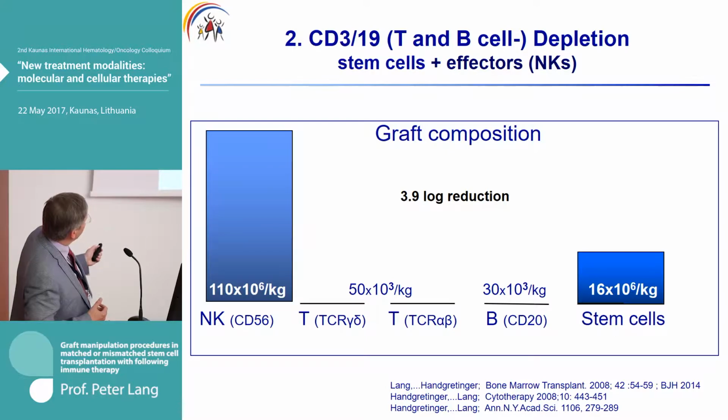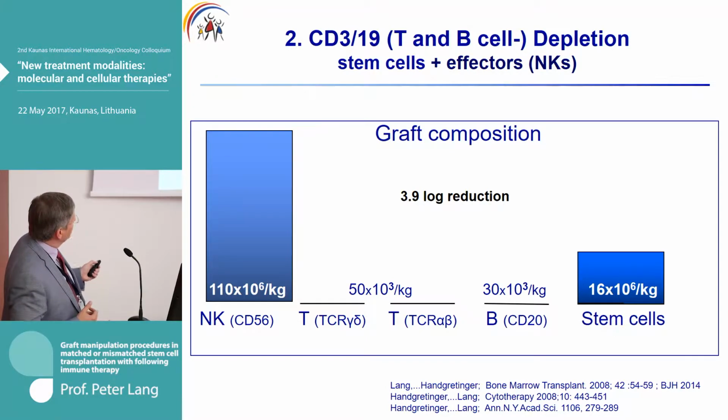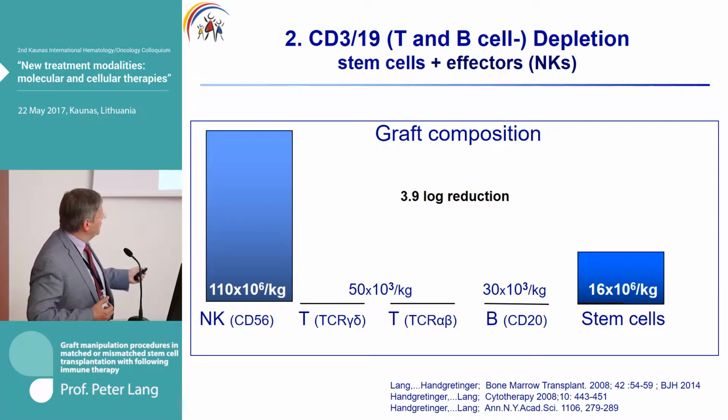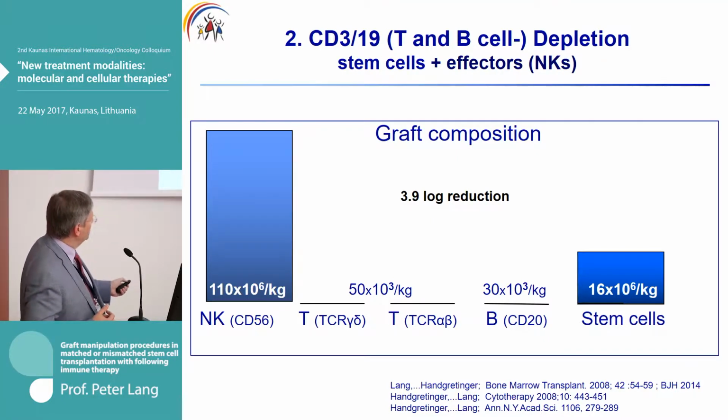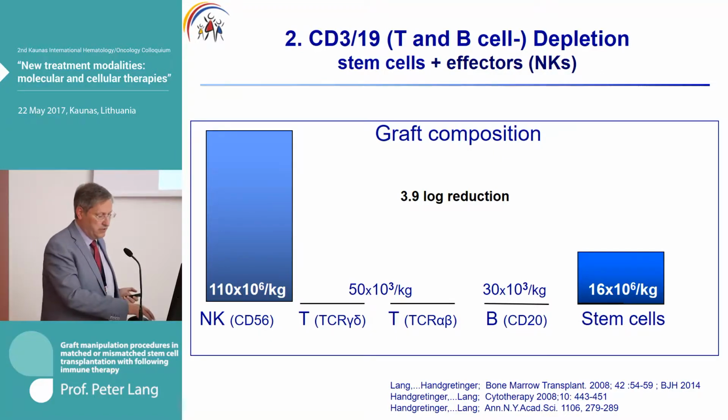Here we infuse stem cells and some effector cells. Again, this is the graft composition. We infused again a high number of stem cells, 16 million per kg, with now less than 50,000 per kg body weight T cells, which means a 3.9 log reduction of the T cell count. And we infused additionally high numbers of NK cells, about 100 million per kg body weight.